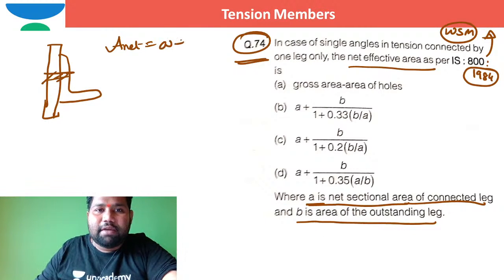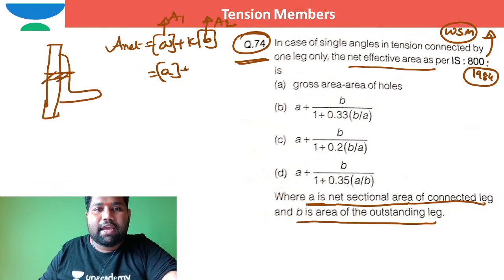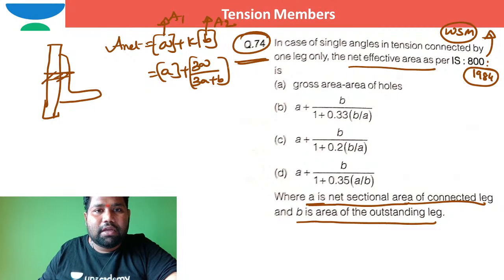So in such case, A plus K times of B, this is how I need to write. This is A1, this is A2 in our words. If we do in this way, how can we write this net area? A plus K, K is 3A1 by 3A1 plus A2. So I can write 3A by 3A plus B into B.